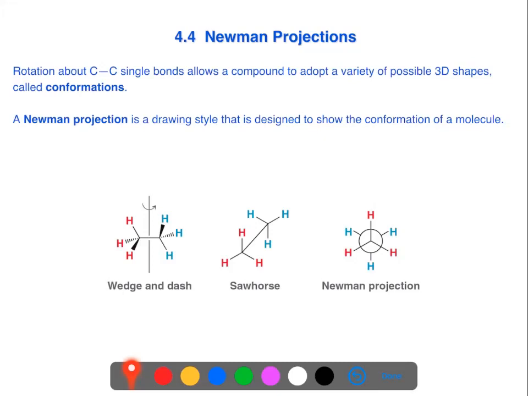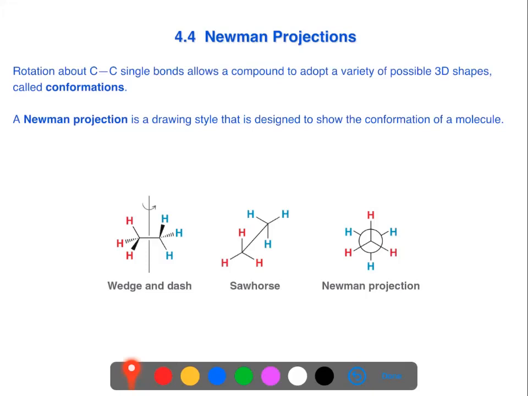We have to remind ourselves, or be cognizant of the fact, that the single bonds in alkanes are constantly able to undergo rotations. As a result, alkanes can adopt a variety of possible 3D shapes, and we call these shapes conformations. So we're going to use the Newman projection. We're going to show you how we draw Newman projections to better describe these various conformations that we observe for the alkanes.